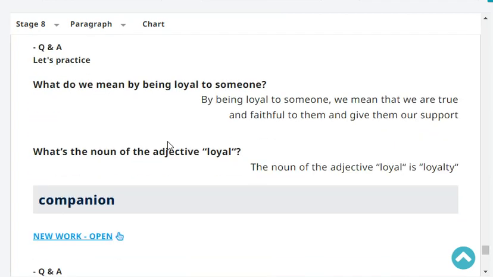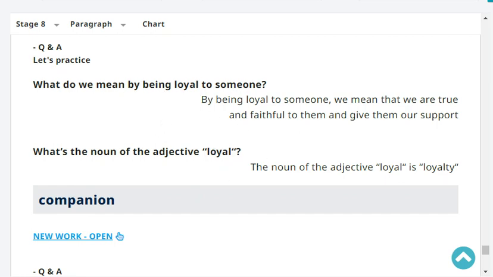Let's practice. What do we mean by being loyal to someone? By being loyal to someone, we mean that we are true and faithful to them and give them our support. What's the noun of the adjective loyal? The noun of the adjective loyal is loyalty. Very good.